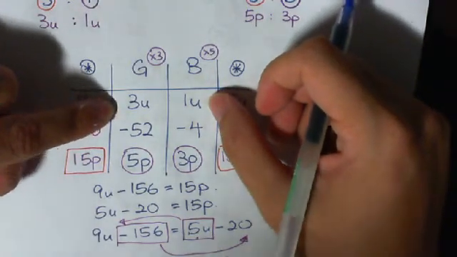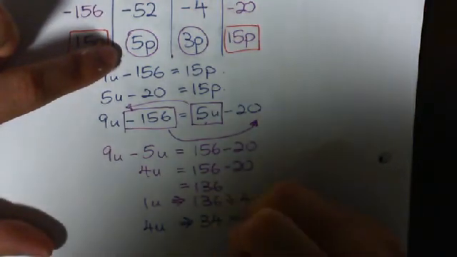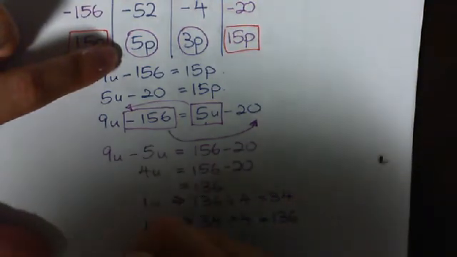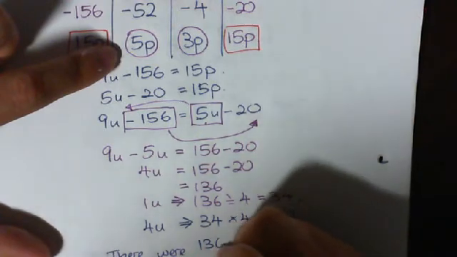And this is for at first. So 3u plus 1u equals to 4u. So 4u is 34 times 4 equals to 136. There were 136 pupils.